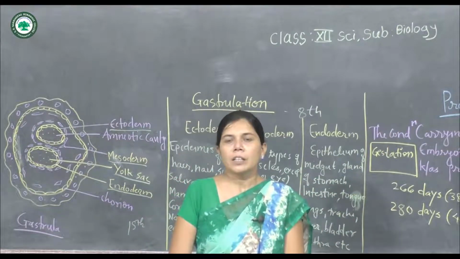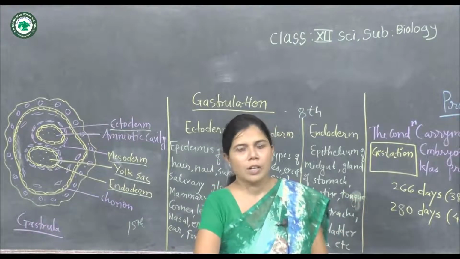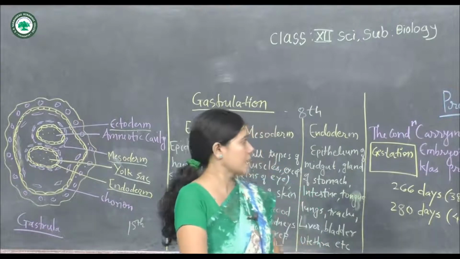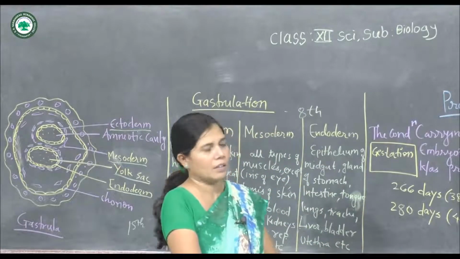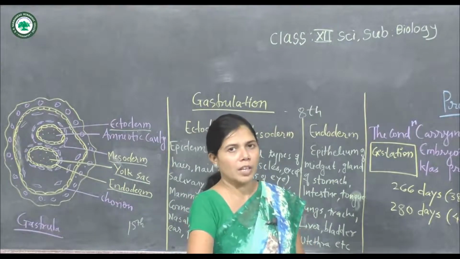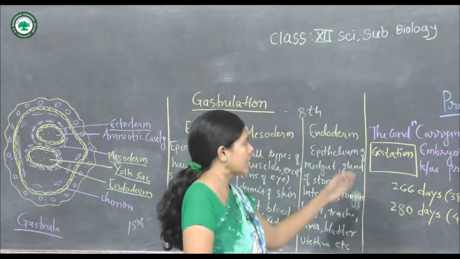What is pregnancy? It is carrying one or more embryos in the uterus. This process, the condition of carrying embryos in the uterus, is known as pregnancy. Pregnancy is also known as gestation.